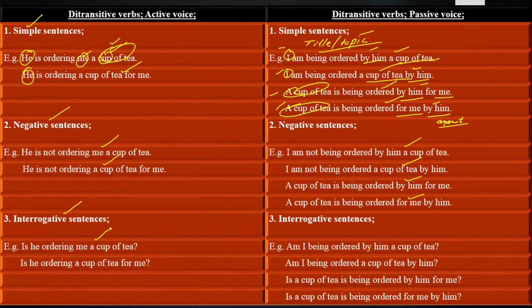Is he ordering me a cup of tea? Is he ordering a cup of tea for me? Am I being ordered by him a cup of tea? Am I being ordered a cup of tea by him? Is a cup of tea being ordered by him for me? Is a cup of tea being ordered for me by him?